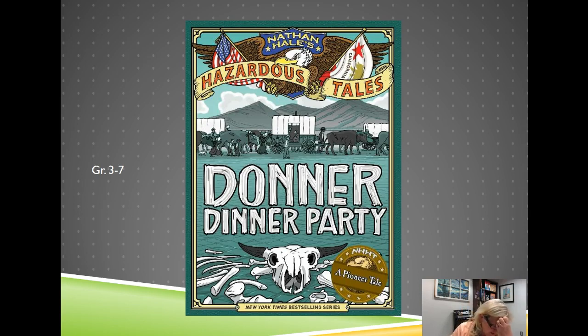This one is a little younger. This is kind of fictionalized nonfiction. There is dialogue in it, but it tells a true story about the Donner Group that went over the Donner Pass, and they were accused of cannibalism because they got stuck going over the pass from the plains and trying to get to California and the Pacific Coast in the 1800s. So these Nathan Hale's Hazardous Tales use a framing of Nathan Hale telling tales about different aspects of history.